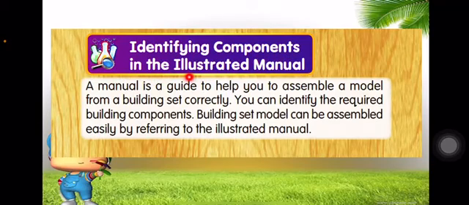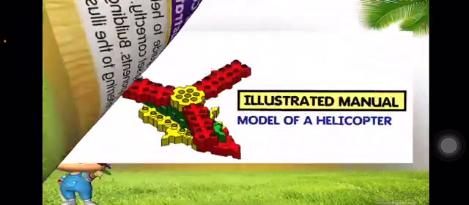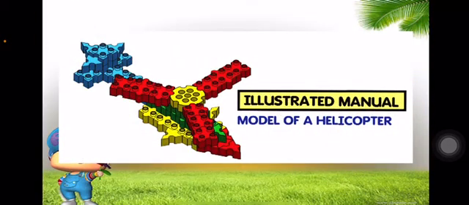Okay, look at here. Identifying components in the illustrated manual. A manual is a guide to help you to assemble a model from a building set correctly. You can identify the required building components. A building set model can be assembled easily by referring to the illustrated manual. Okay, this one is the illustrated manual for the model of a helicopter. Look at the helicopter. You have the blue, red, yellow and green colors.